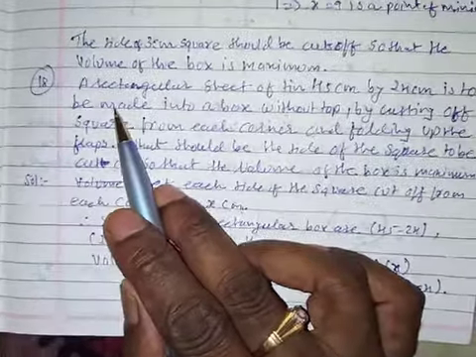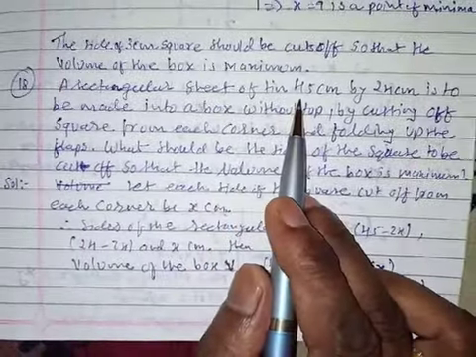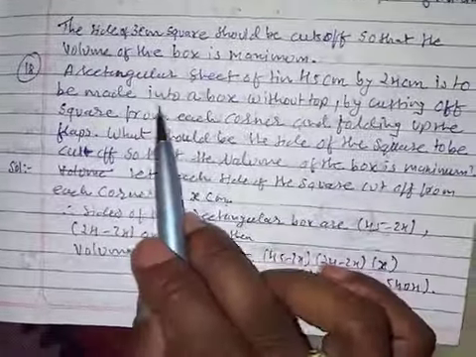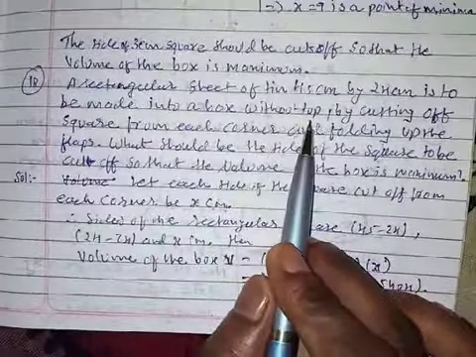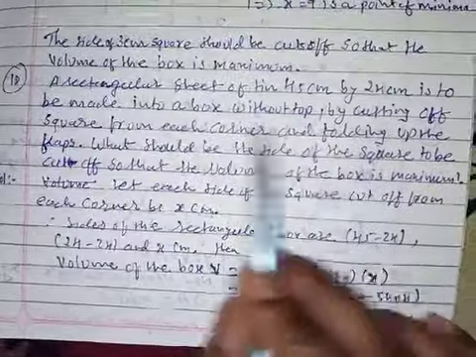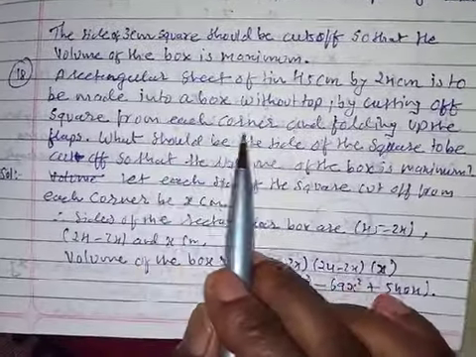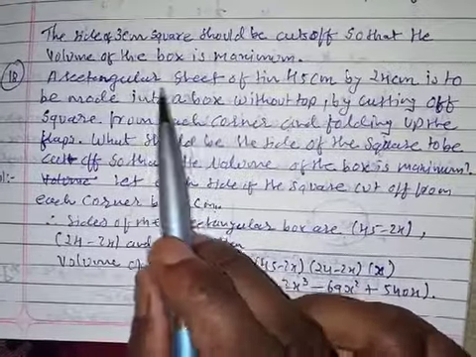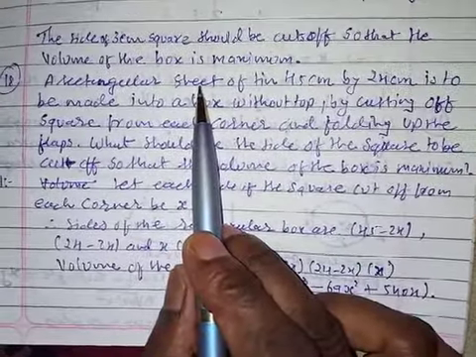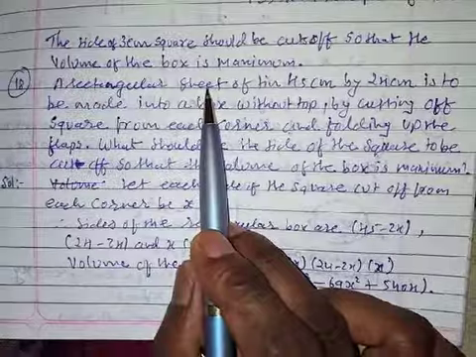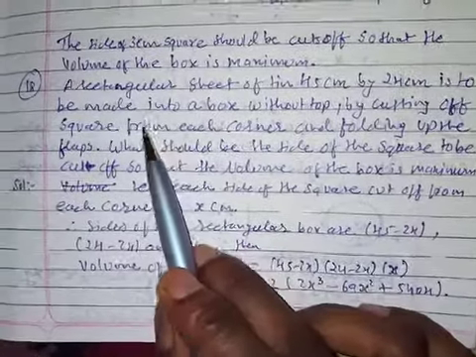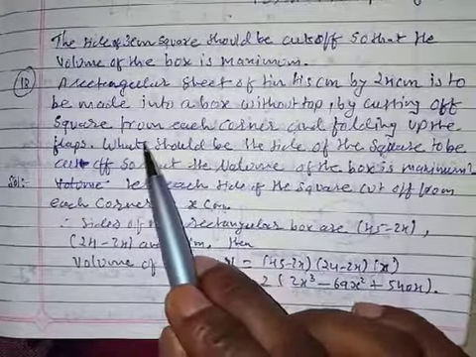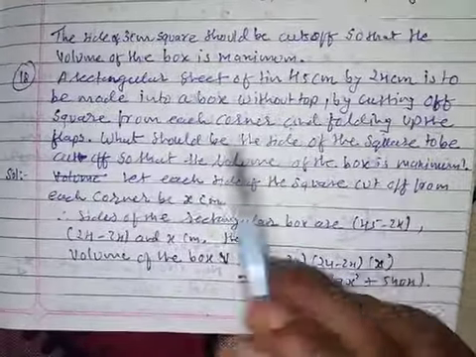18. A rectangular sheet of tin 45 centimeter by 24 centimeter is to be made into a box without a top, by cutting off the square from each corner and folding up the flap. Folding up the flap means the rectangle sheet will convert into a cuboid. If you cut the corners and fold it, it will become a cuboid.